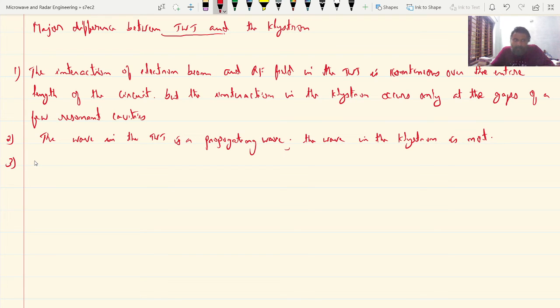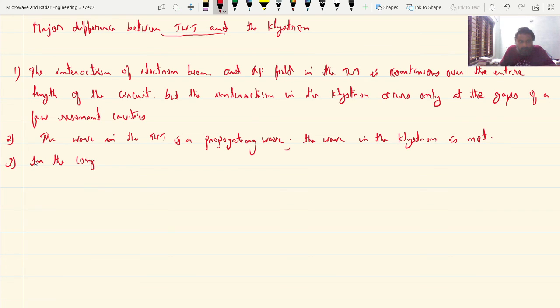In klystron, we have a Buncher cavity as well as a Catcher cavity. Both will be operating independently. Whereas if you take the coupled cavity traveling wave tube, it is not like that. There is a coupling effect between the cavities. So that is another major important difference.